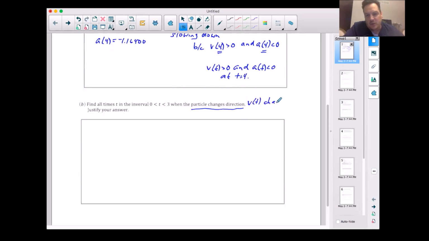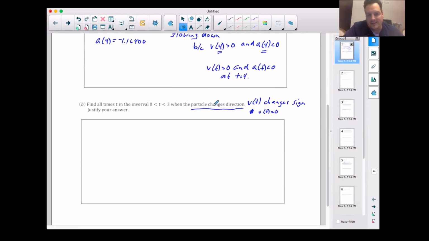And so if a particle changes directions, you can't change directions unless your velocity changes signs, right? There has to be a change in sign of velocity, which means in order for velocity to change signs, we also need velocity to be 0 first, right? You can't change directions unless you stop, at least momentarily. And so to change directions means velocity changes from either positive to negative or from negative to positive. And some key phrases here are talking about direction, right? Remember, we already mentioned the direction of your motion is based off of velocity. So this phrase should have something to do with velocity.